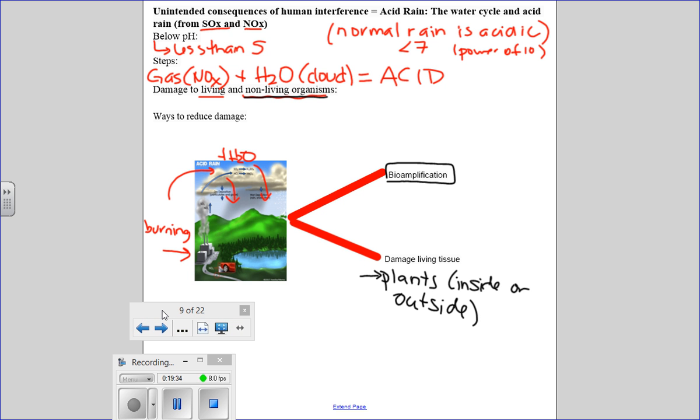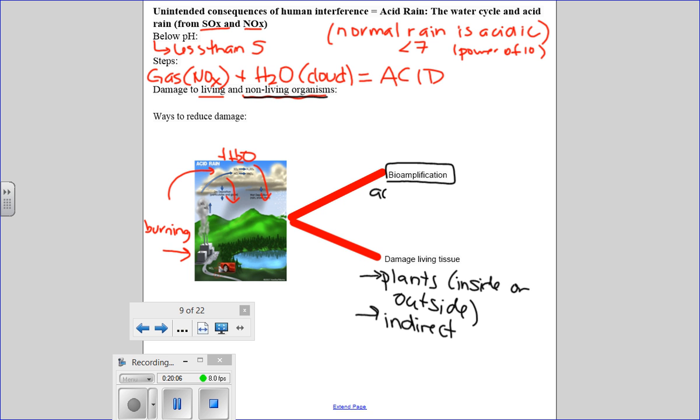Now, it could also damage my living tissue indirectly. And the way it could do that would be by altering the conditions of the environment, making another nutrient less available. So perhaps if the water is acidic, now less oxygen content is available. So it doesn't have to be direct damage, it could be indirect. The acidic conditions affect another nutrient, and now that nutrient is not as available. The bioamplification effect is also a little bit indirect.